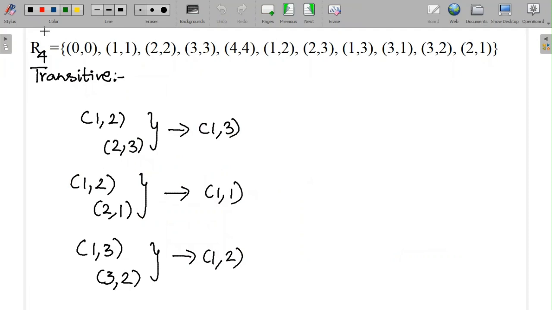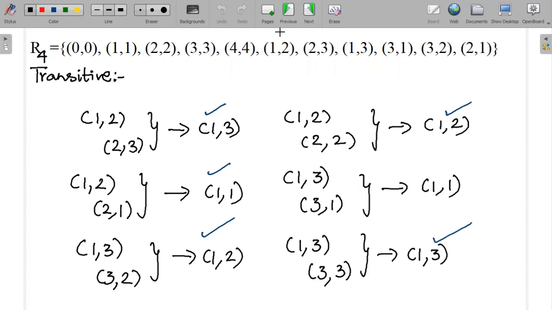So 1, 2 and 2, 3 should result in 1, 3, which is present. 1, 2 and 2, 1 should result in 1, 1, which is present. 1, 3 and 3, 2 should result in 1, 2, which is also present. 1, 2 and 2, 2 should result in 1, 2, which is present. And 1, 3 and 3, 1 should result in 1, 1, which is present. 1, 3 and 3, 3 should result in 1, 3, which is present.